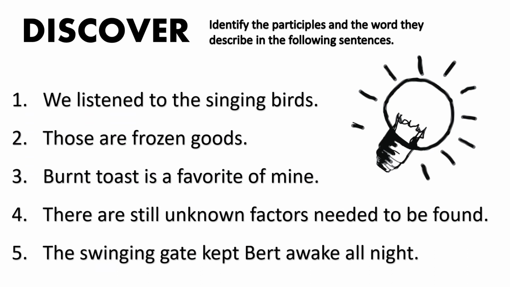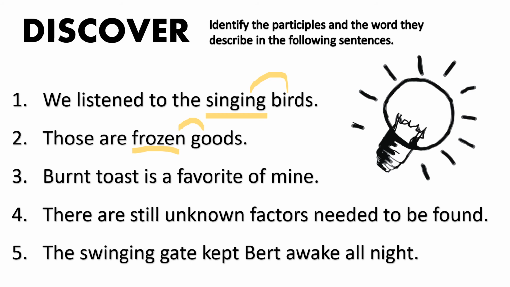Here are the last few examples for our lesson. Our direction is to identify the participles and the word they describe in the following sentences. For number 1, we have: we listen to the singing birds. Our participle here is singing, which is a present participle ending in ing, describing the noun birds. Next, we have: those are frozen goods. Which among the words do you think is a participle? Very good. Frozen, which is a past participle ending in n, describes the noun goods.